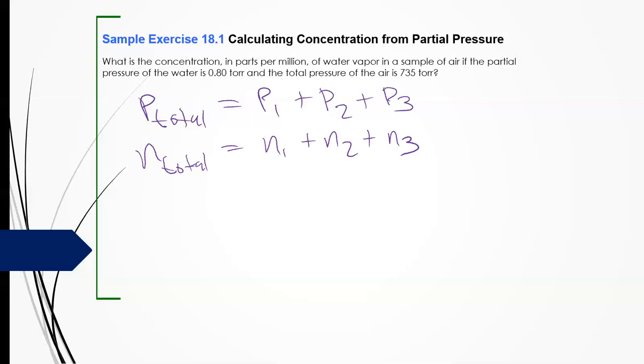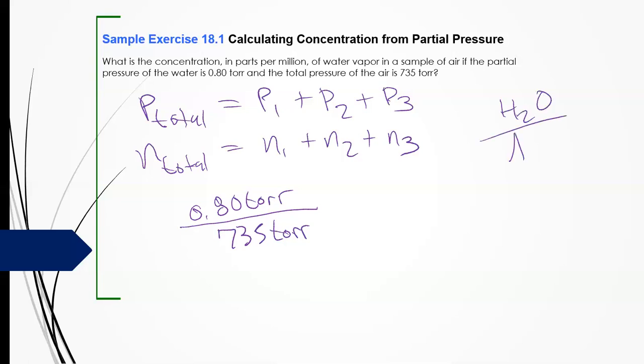If we know that the partial pressure of water is 0.80 torr, and we know the total air is 735 torr, this is going to be related to the amount of material of our water over our air, which is kind of the same as saying our water over our solution. So if we want to turn this into a ppm, what do we need to do once we find this ratio of our water to our solution?